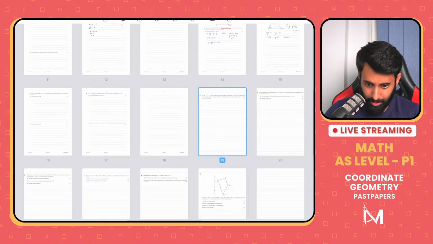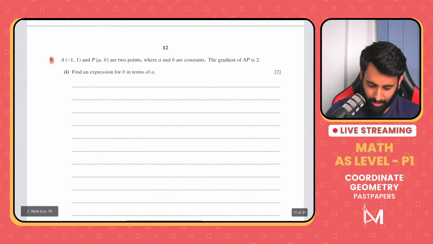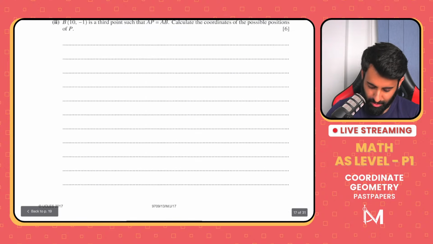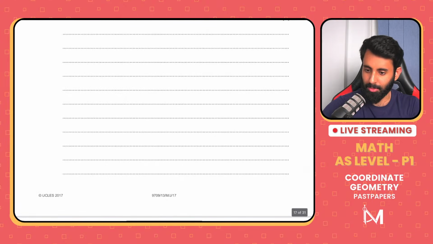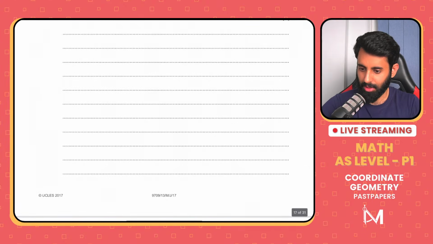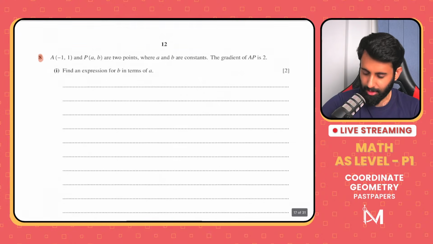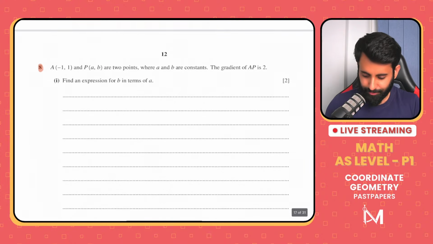Okay, so let me think of a question. Difficult question? Alright, so let's do this question. This is from May-June 2017, paper 1, variant 3, and question number 8 of the paper.